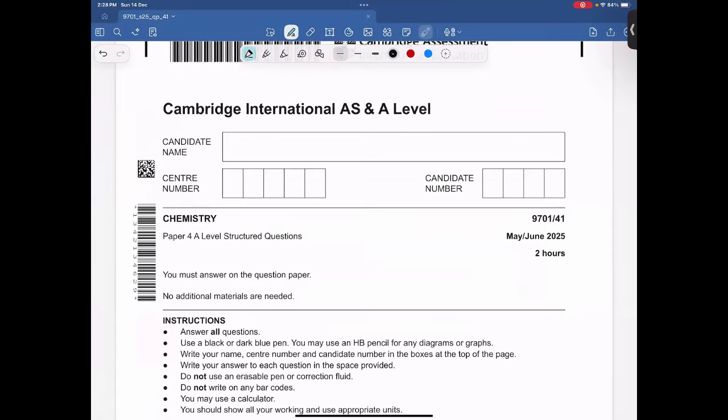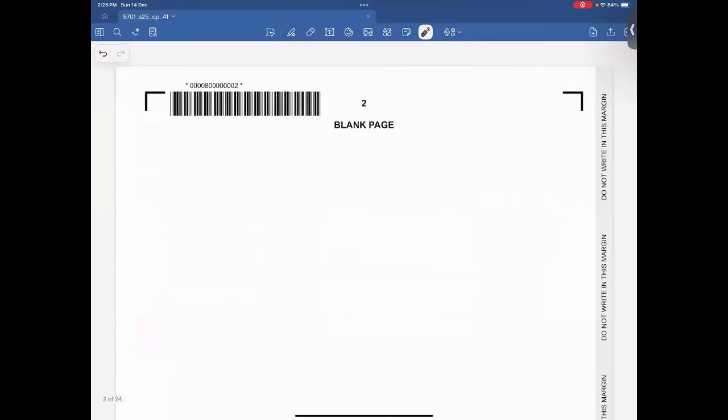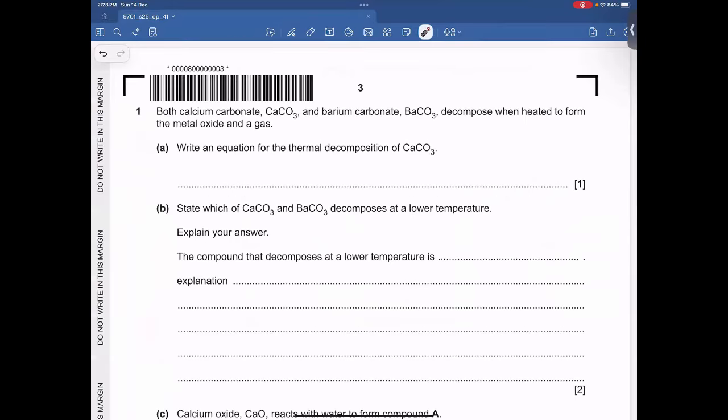Let's start. May-June 2025, variant 41, paper 4 of A-level chemistry or A2 chemistry. So we need to attempt all the questions. Let's see what we have in question number 1. Oh, that's an empty page. Oh, that's question number 1.